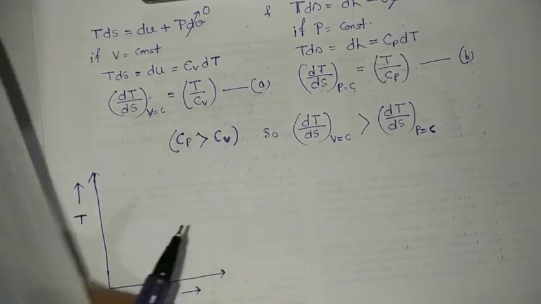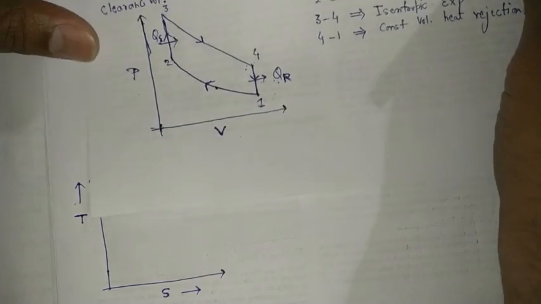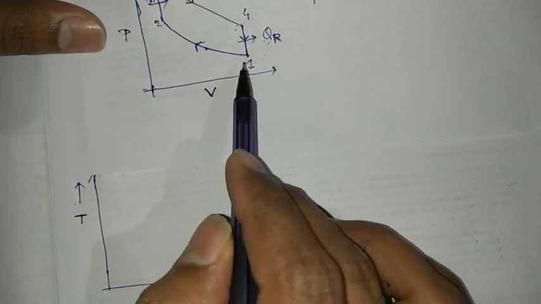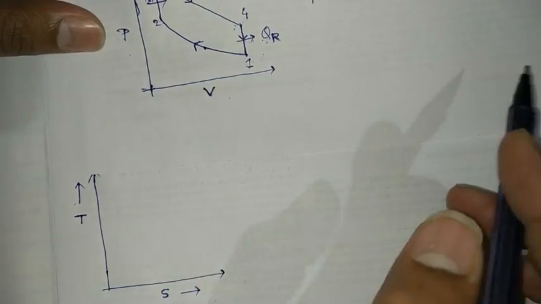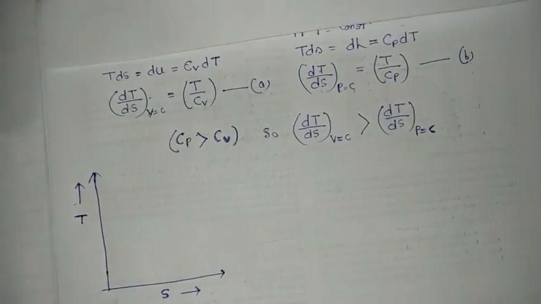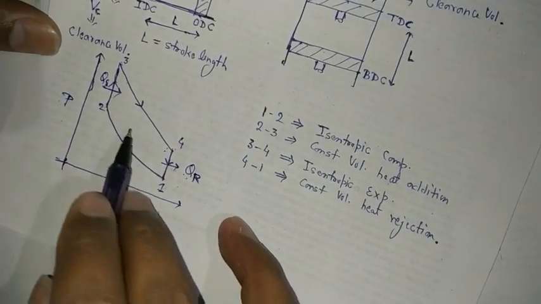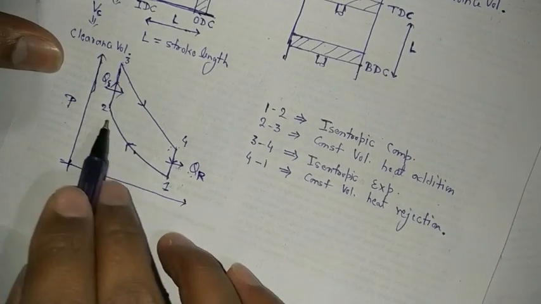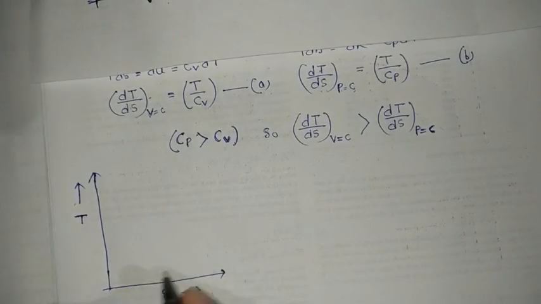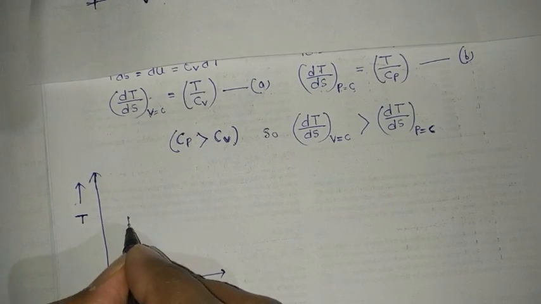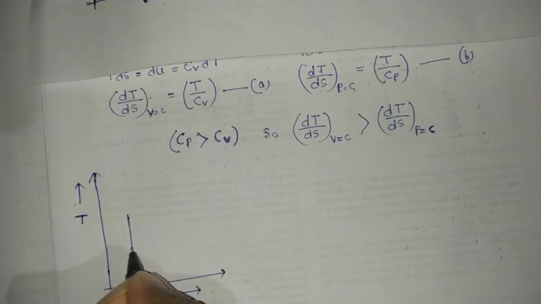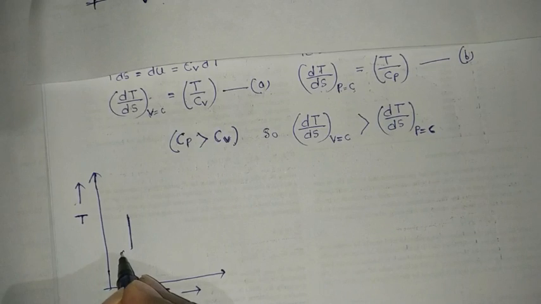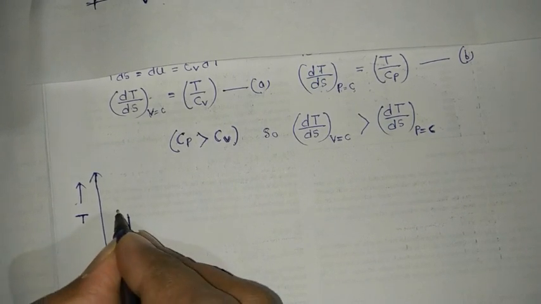Okay, so this is the PV diagram. Here process 1 to 2 is an isentropic process, reversible isentropic. Entropy is constant from process 1 to 2, and because it's a compression process, the temperature will increase from 1 to 2. So constant entropy will be a vertical line and temperature will increase from 1 to 2.